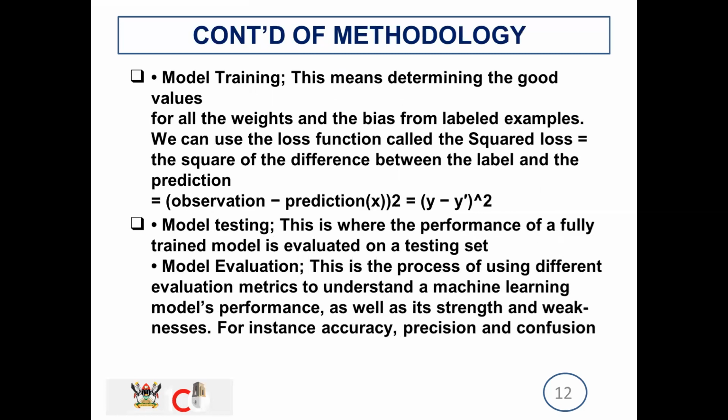And then there's model training. Here we are determining the good values for all the weights. Already it's a repetition, sorry about that. In model testing, this is where the performance of a fully trained model is evaluated on a testing set. And then lastly, evaluation. This is using different evaluation metrics to understand the machine learning model's performance and all its strengths and weaknesses. For example, accuracy, precision, recall, and the confusion matrix will be used. The confusion matrix is a common evaluation metric.